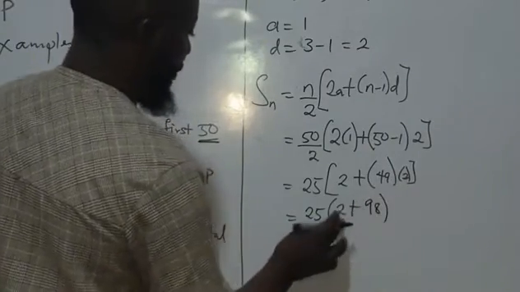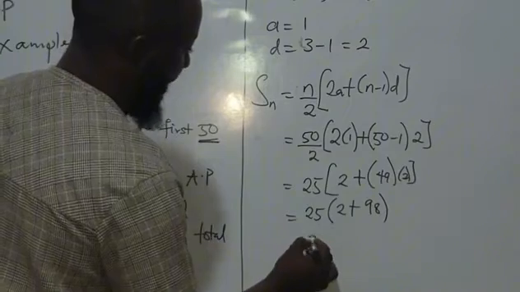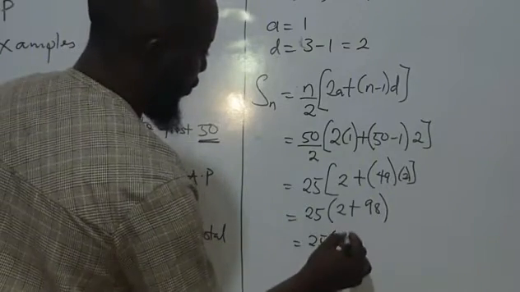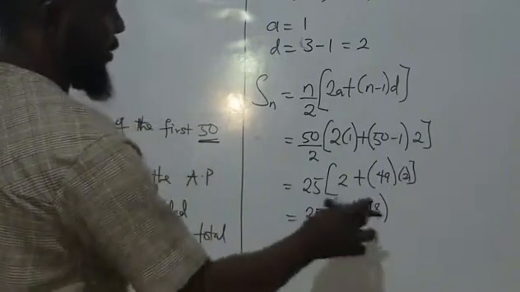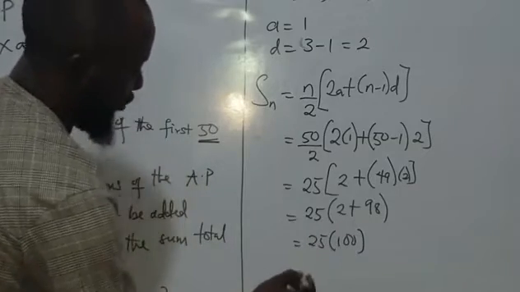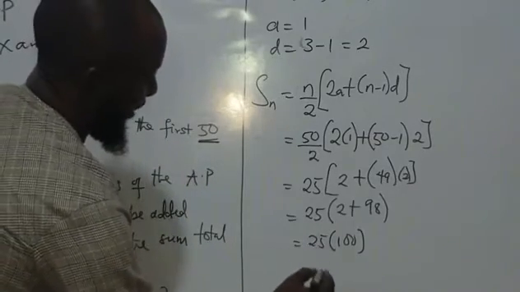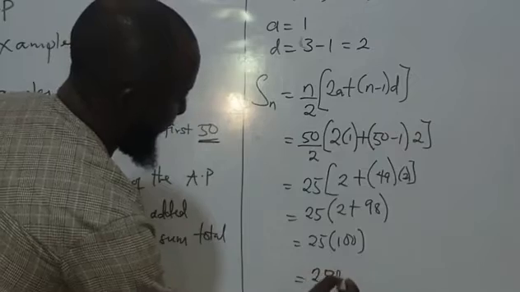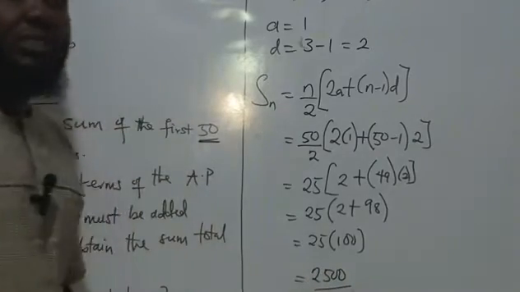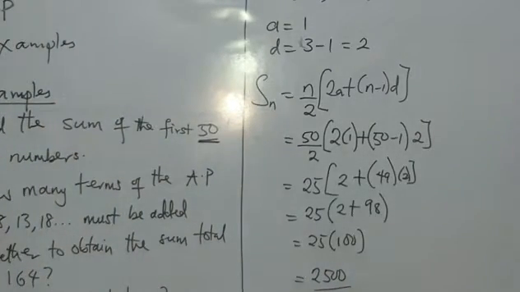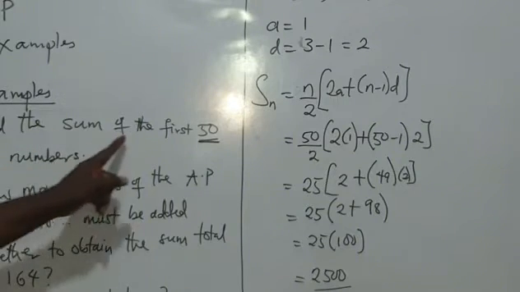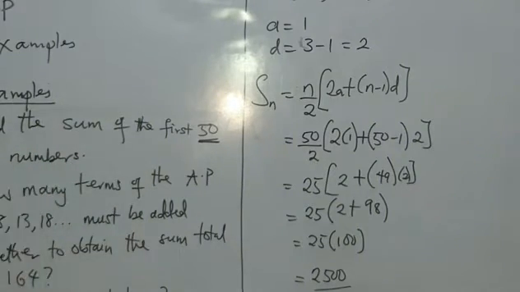So 98 plus 2, that is 25 times what? 100. This plus this gives 100. So 100 times 25, that is 2,500. So the sum of the first 50 odd numbers is what?